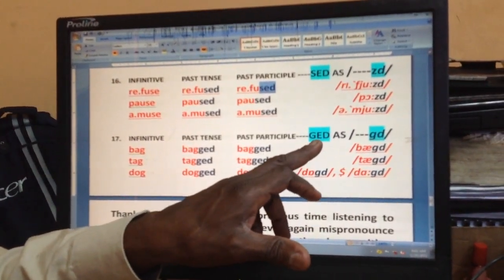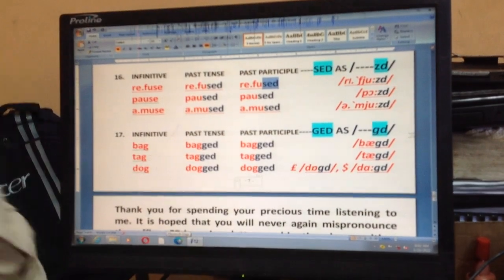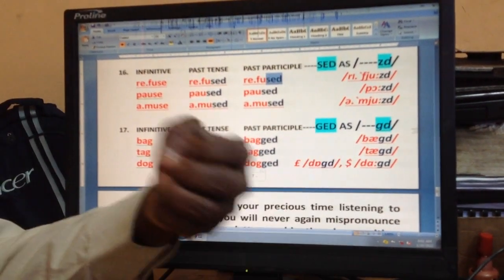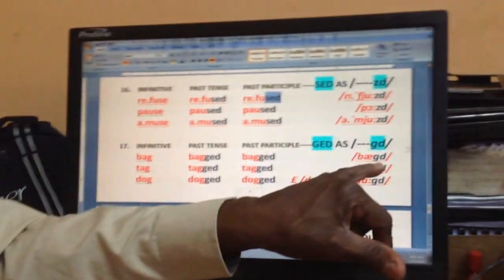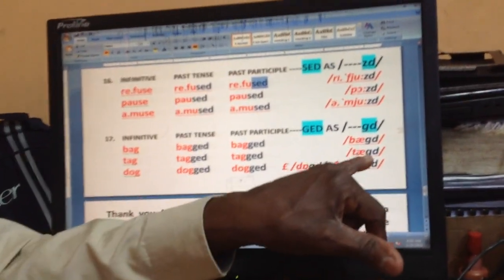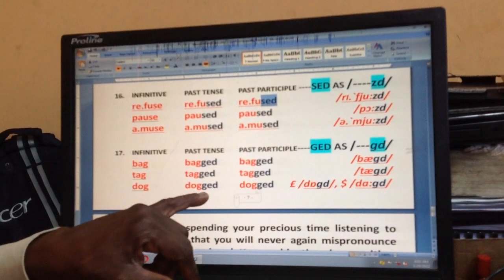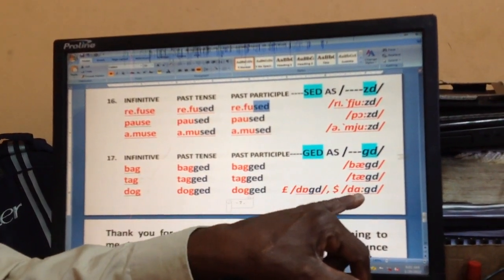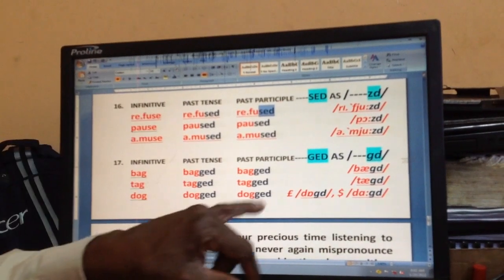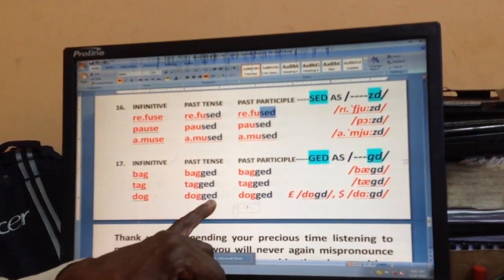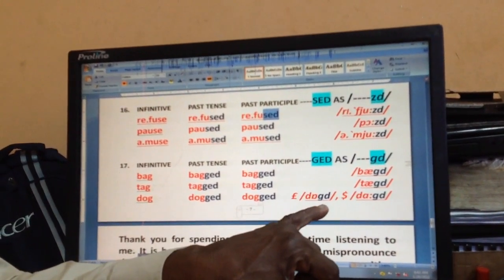Now, before last, or is it the last one, is this one. These three letters, G, E, D, will be pronounced as gd, gd. Simply that. So we have a bag, bagged. And then tag, tagged. And then your dog, American, long R sound, dog. Okay, so when we come to the preterite, the ED, this is dogged.